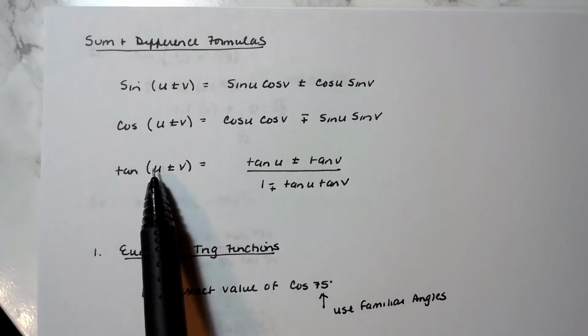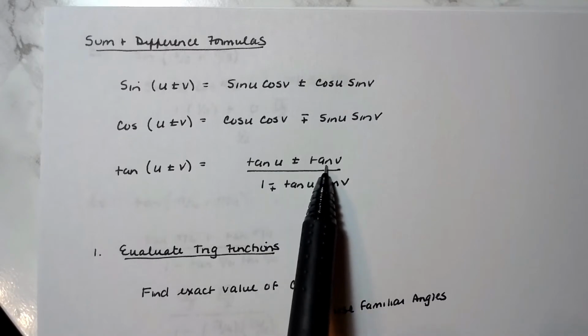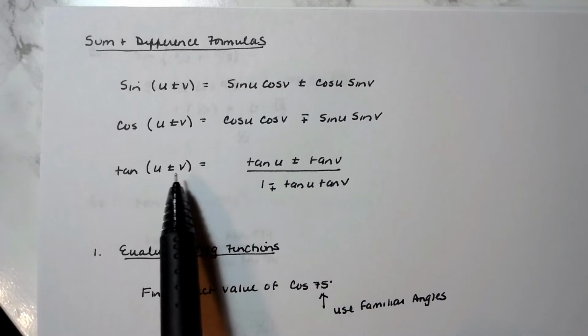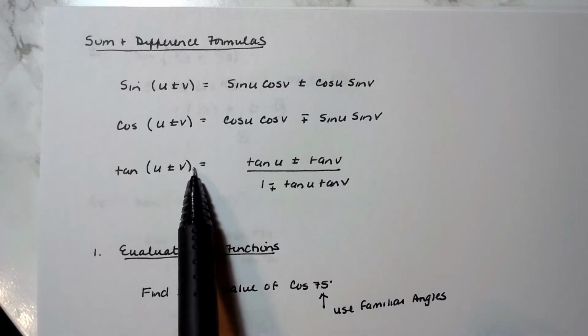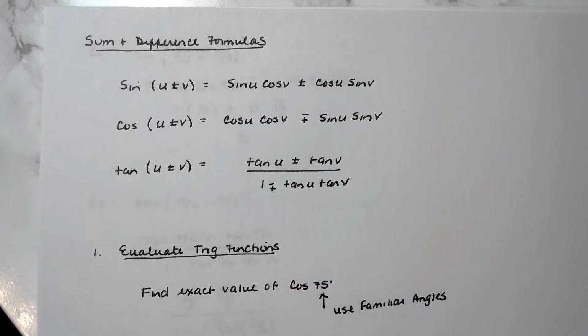If I have the tangent of u plus v, then on top it's going to be tan u plus tan v, but on the bottom it's going to be 1 minus tan u times tan v. And if we have tangent of u minus v, it's tan u minus tan v over 1 plus tan u tan v. Right? So again, you'll have the formula sheet, so you'll probably be okay with that.